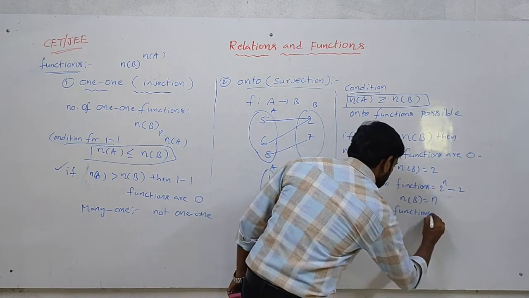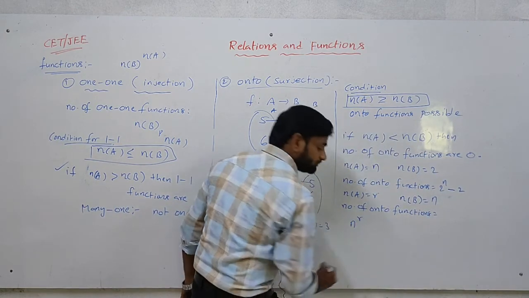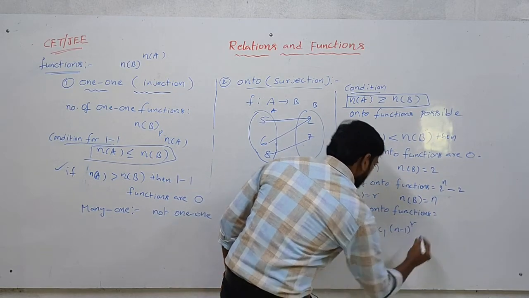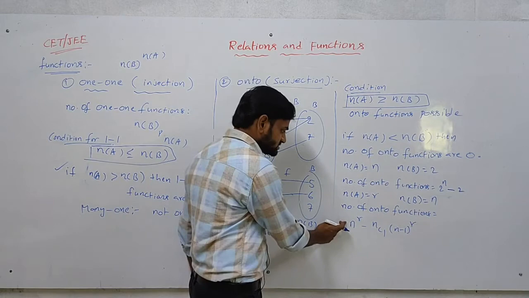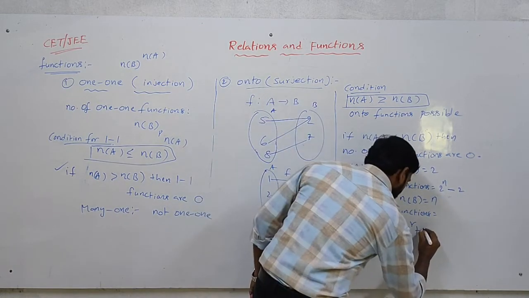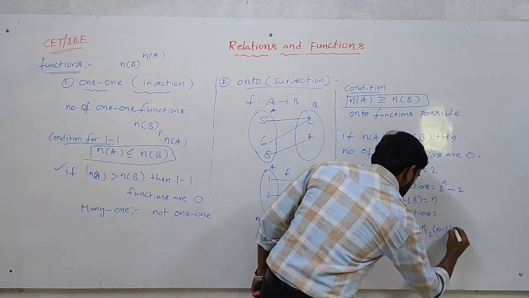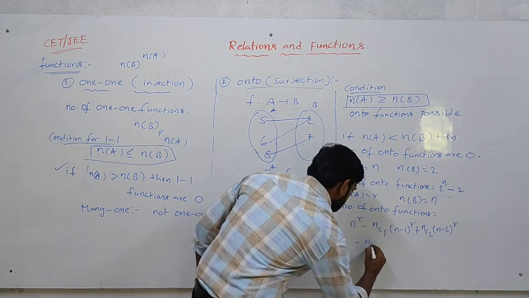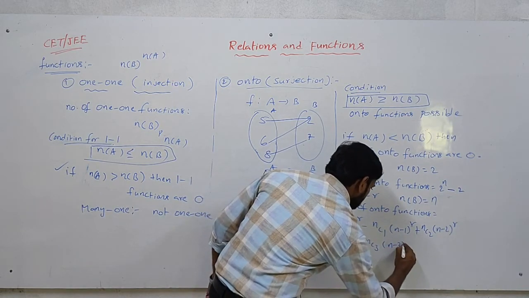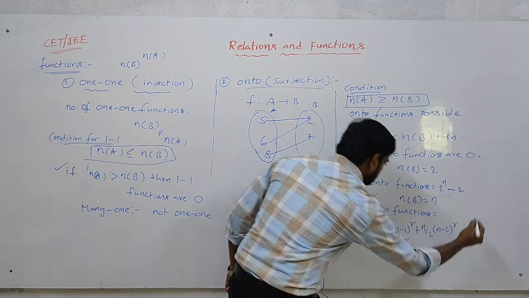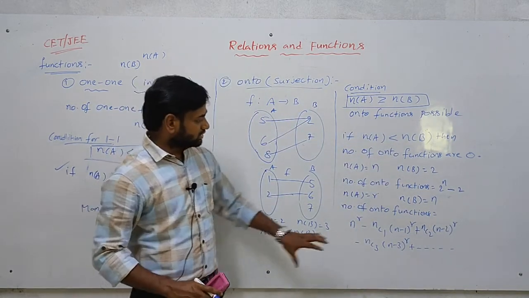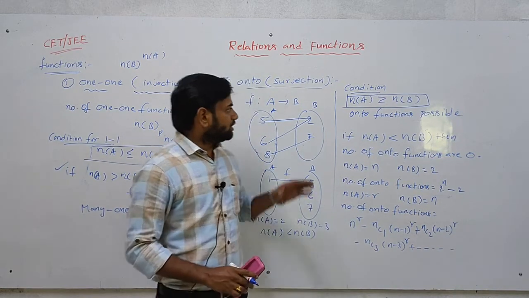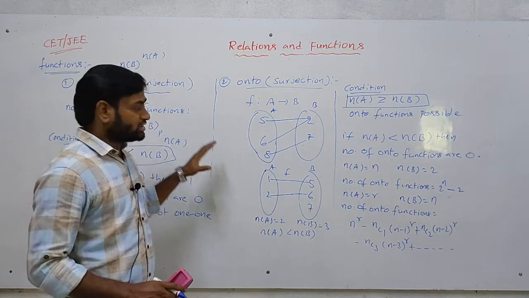functions equals n power r minus nC1 into (n minus 1) whole power r. Alternately, first plus, next minus, next plus nC2 into (n minus 2) whole power r, next minus nC3 into (n minus 3) whole power r, plus and so on. These are the number of onto functions. So it is the one-one and onto. Next, one more is there.